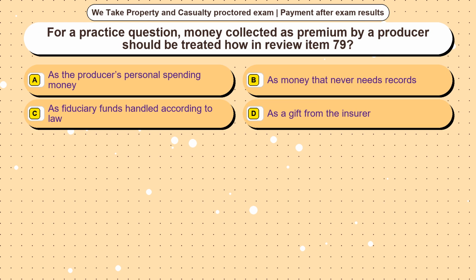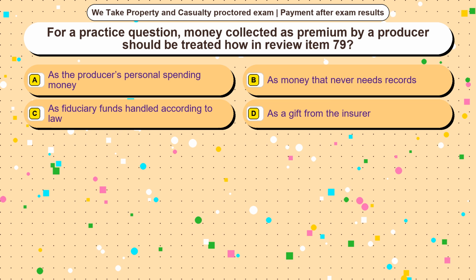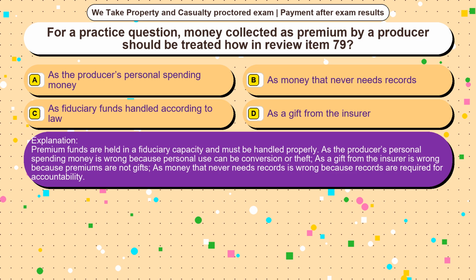Question 25. For a practice question, money collected as premium by a producer should be treated how in review item 79? Option A, as the producer's personal spending money. Option B, as money that never needs records. Option C, as fiduciary funds handled according to law. Option D, as a gift from the insurer. The correct answer is option C. Premium funds are held in a fiduciary capacity and must be handled properly. As the producer's personal spending money is wrong because personal use can be conversion or theft. As a gift from the insurer is wrong because premiums are not gifts. As money that never needs records is wrong because records are required for accountability.